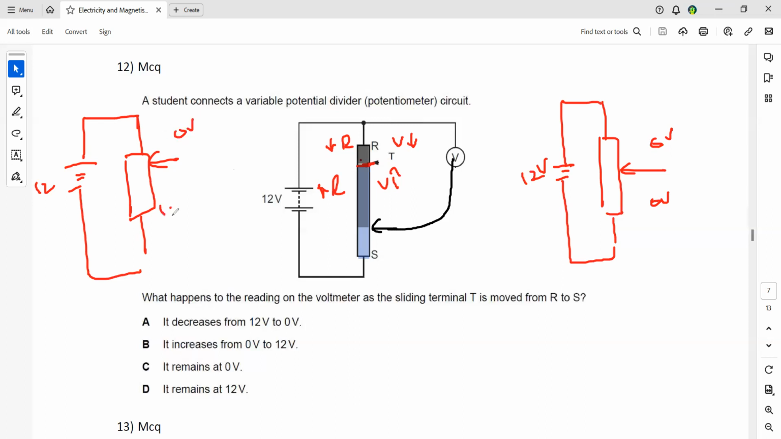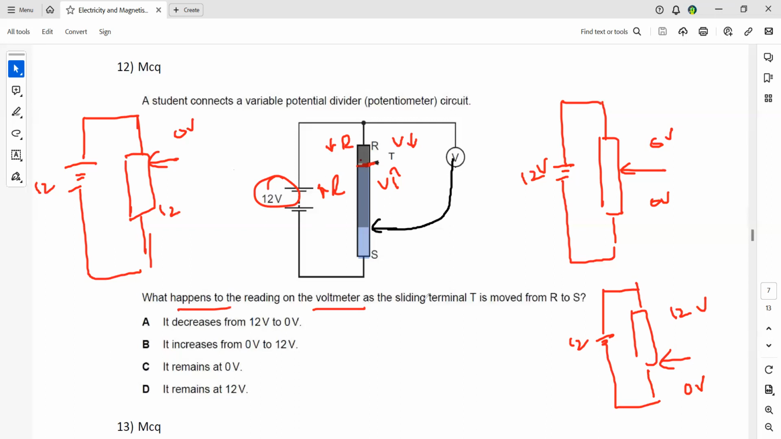This will be 0 volt and this 12 volt. And if we slide it down, the sliding contact near the bottom, this will have 12 volt and this will have 0 volt. But the total sum of the voltage should be 12 because we are using a 12 volt supply.